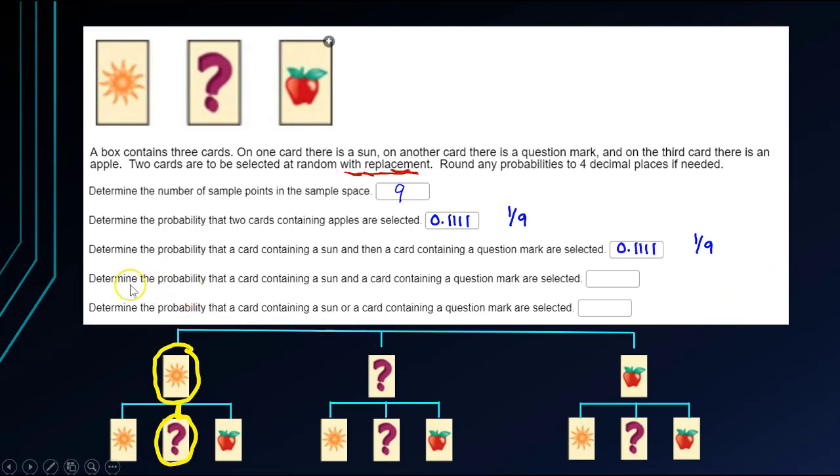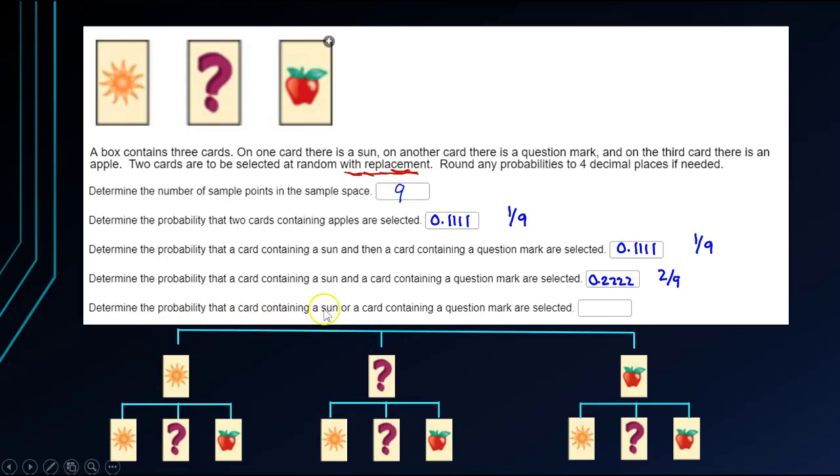Now this one's a little bit different. Determine the probability that a card containing a sun and a card containing a question mark are selected. It's not saying which order they are. They both have to be selected, but in any order. So I could have this path here again, or I could have this path here, which gives me 2 paths out of 9 I could follow, which is 0.2 repeating, or 0.2222 for 4 decimal places.